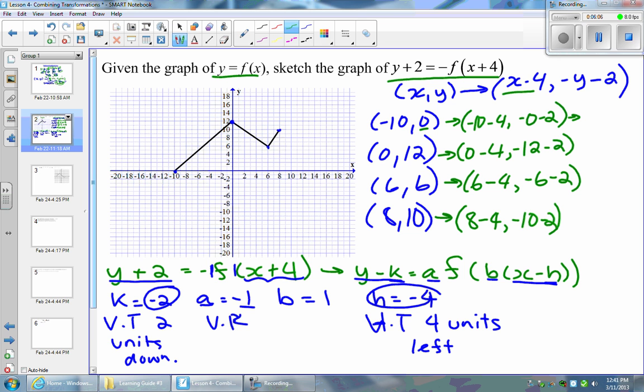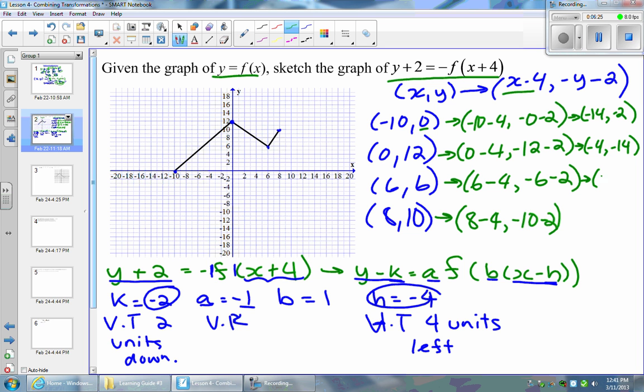So negative 10 minus 4 gives you negative 14. 0 minus 2 gives you negative 2. So there's your first point right there. Let's go ahead with the second point. We have 0 minus 4, which gives me negative 4. And negative 12 minus 2 gives you negative 14. Okay, and let's keep going.